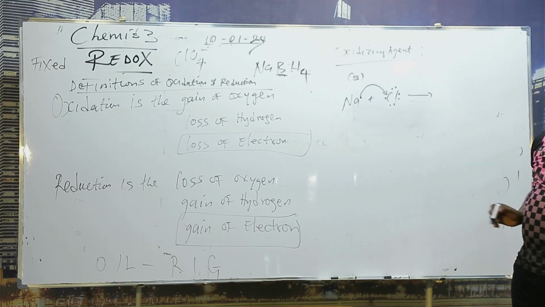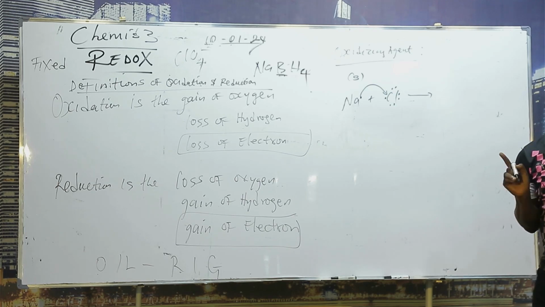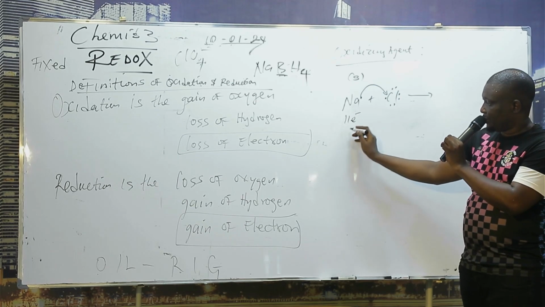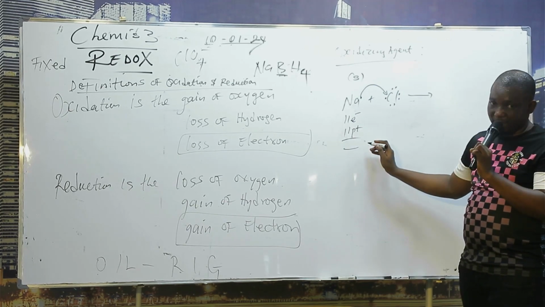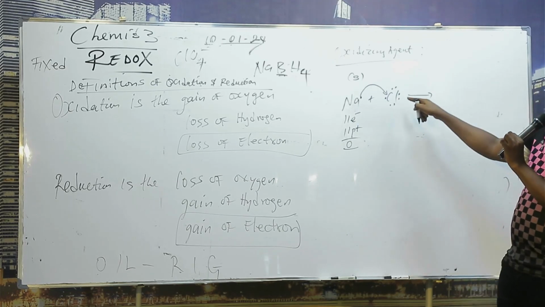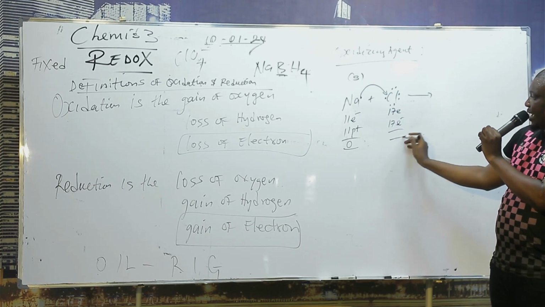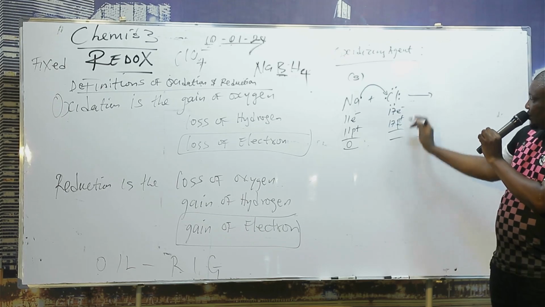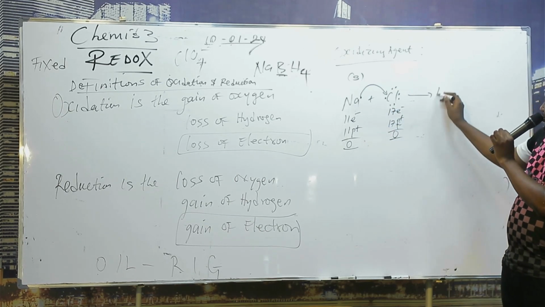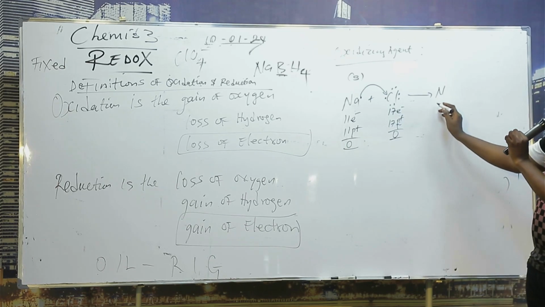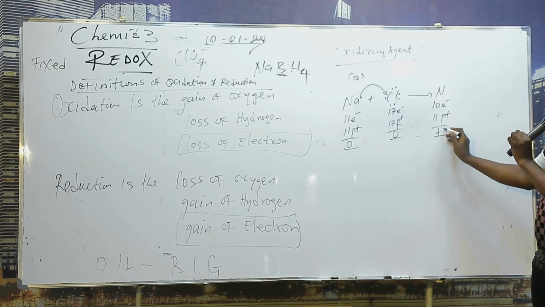Sodium has now lost an electron. Before it lost, how many electrons? 11. How many protons? 11. Total charge is 0. Chlorine before gaining had 17 electrons and 17 protons, total 0. Now that sodium has lost an electron, there is no dot again; this dot is an electron, which has been transferred to the chlorine atom. Sodium now has 10 electrons against 11 protons, so it should be plus 1.